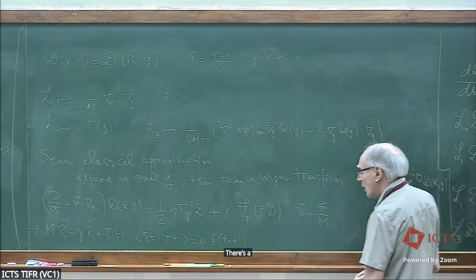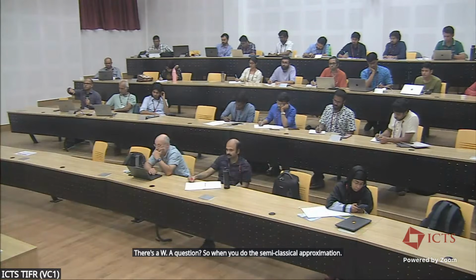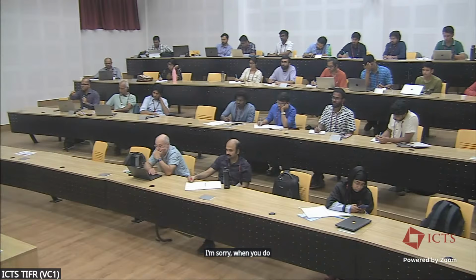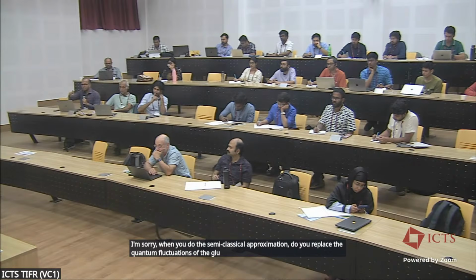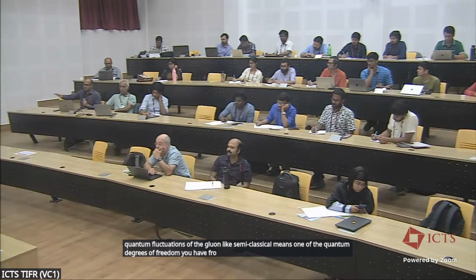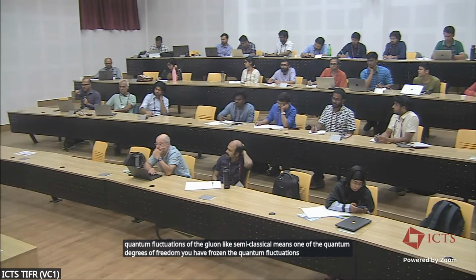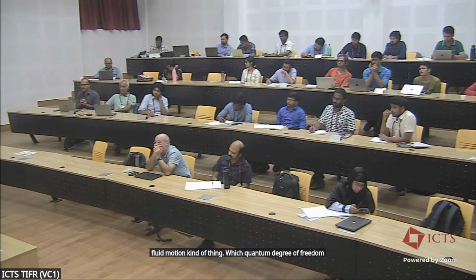So a question. Yeah. When you do the semi-classical approximation, do you replace the quantum fluctuations of the gluon? Semi-classical means that of the quantum degrees of freedom you have frozen the quantum fluctuations. So when you get this effective fluid motion kind of thing, which quantum degree of freedom have you actually suppressed?